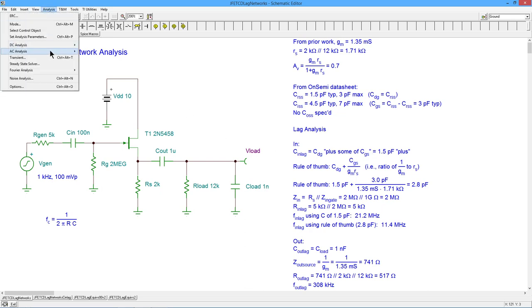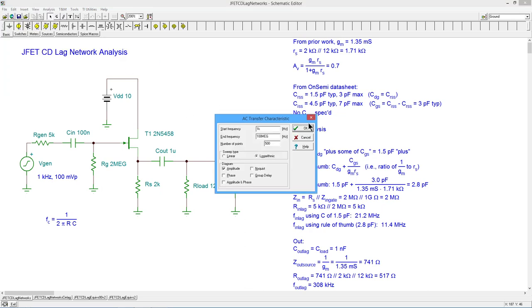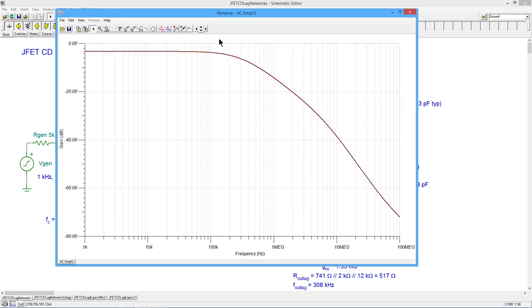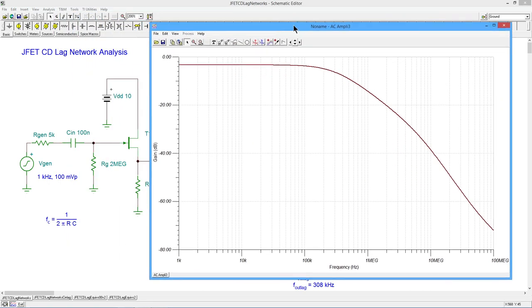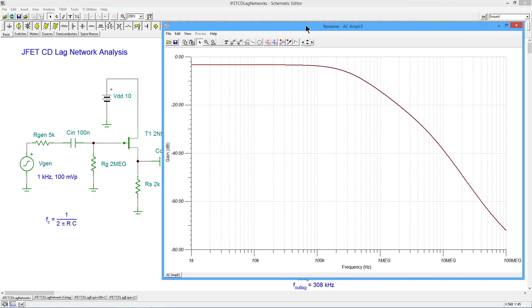In any case, let's come in here and do our typical AC transfer. Alrighty, pull this over here. And we knew we had a gain of around 0.7, which is like minus 3 dB. So what are we getting over here? We're getting minus 3.325. So that looks really good.